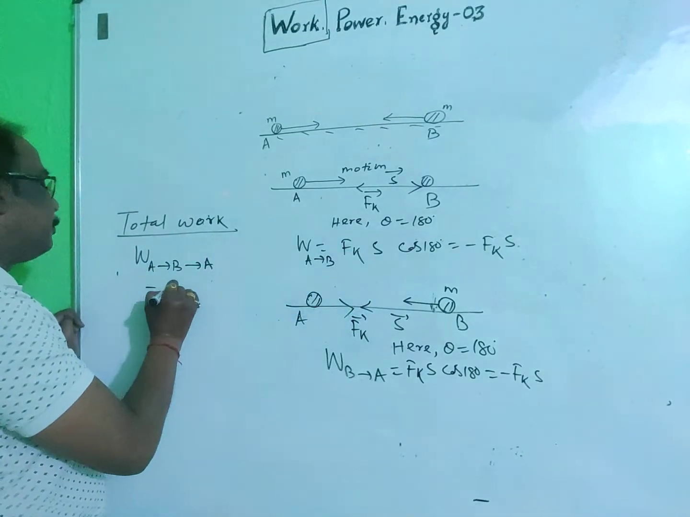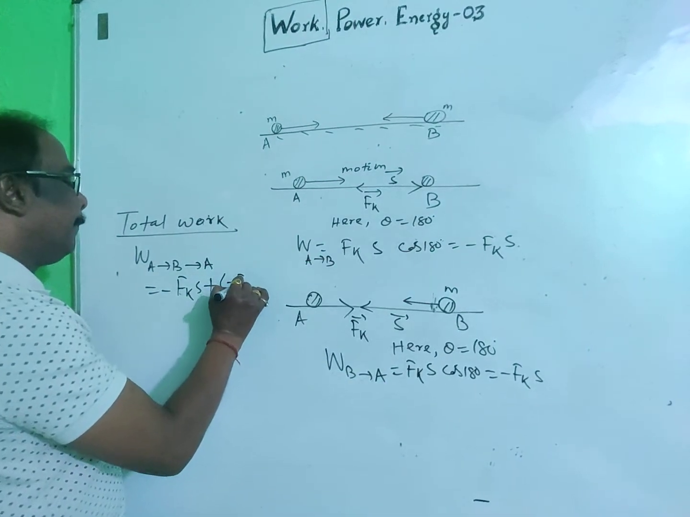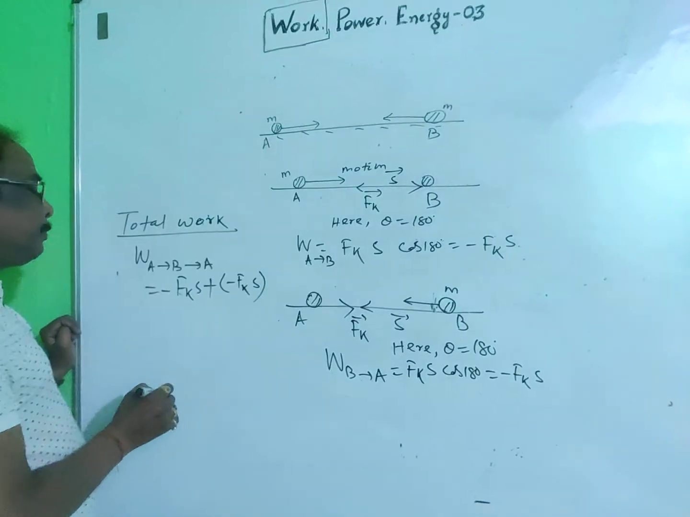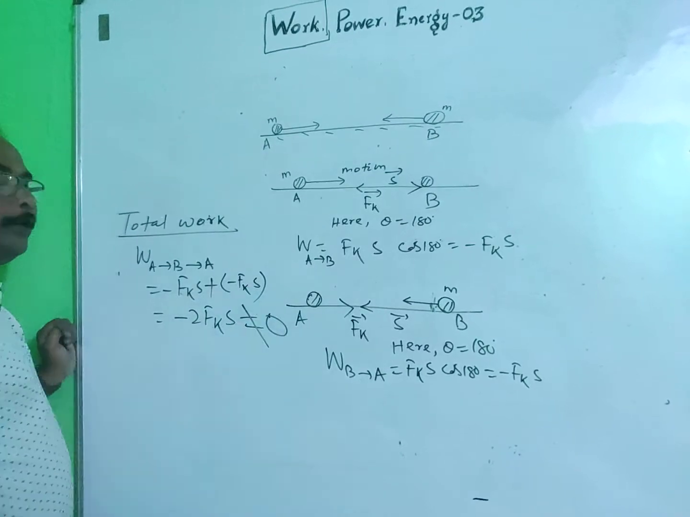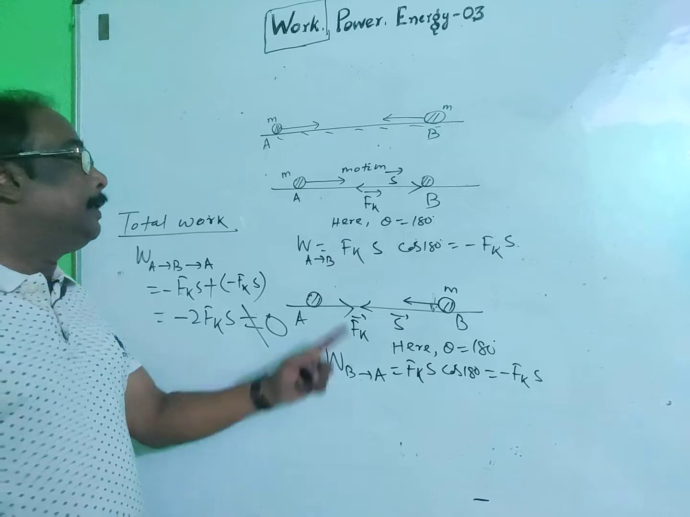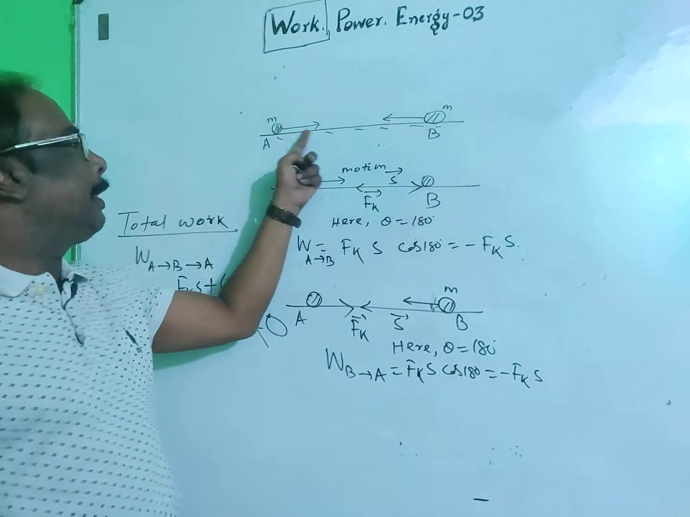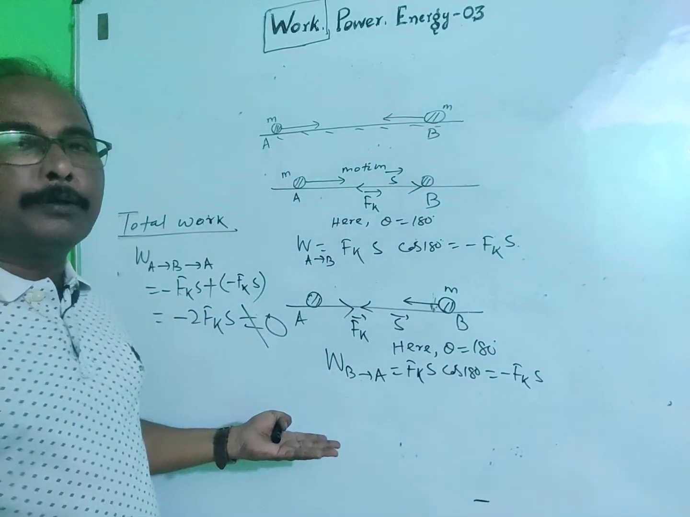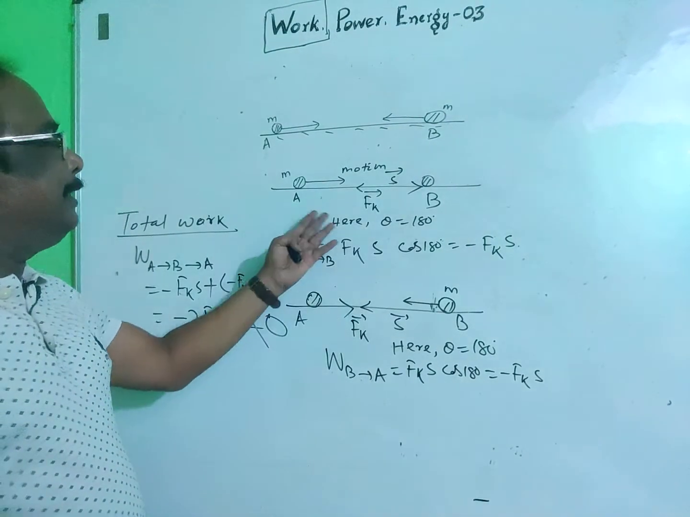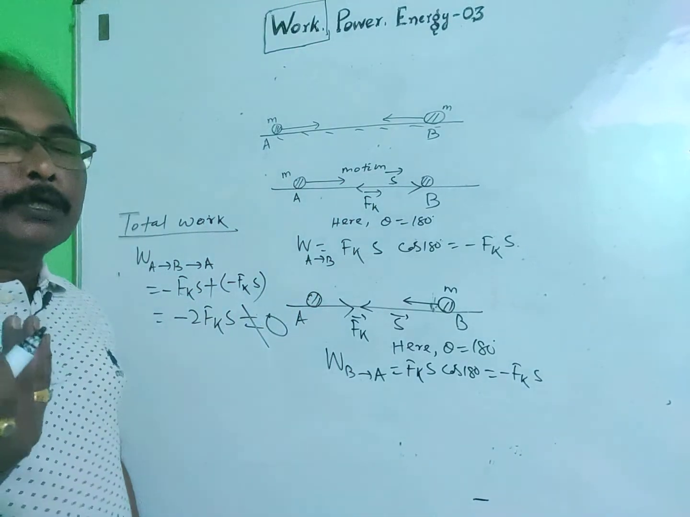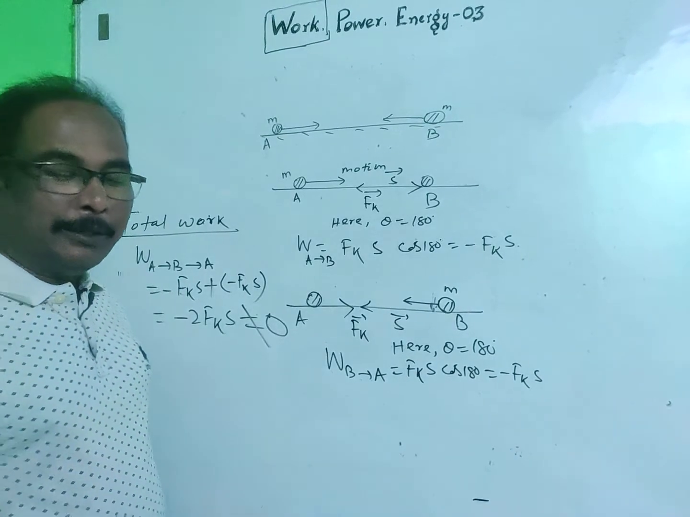Work done from A to B is minus Fks, plus work done from B to A, again kinetic friction and magnitude of displacement, then the result is not zero. The path is completed from A to B, then from B to A. The body starts from A and returns back to A, means the path is closed. Then work is zero if the force were conservative, but here we have taken frictional force. The force is non-conservative, so work is not zero. Okay.